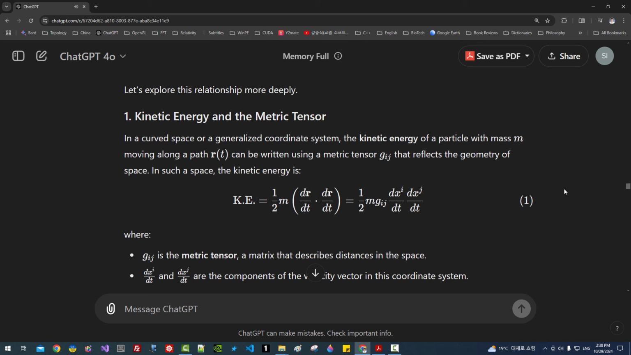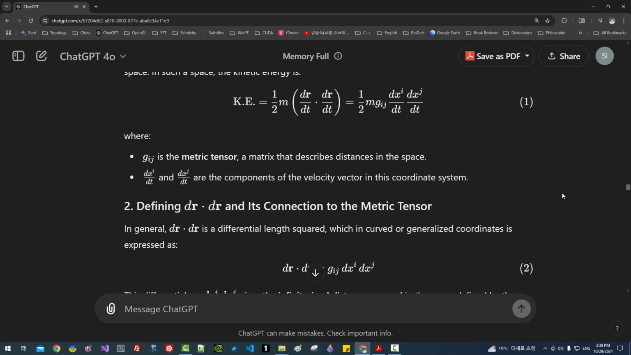1. Kinetic energy and the metric tensor. In a curved space or a generalized coordinate system, the kinetic energy of a particle with mass m moving along a path r(t) can be written using a metric tensor g_ij that reflects the geometry of space. In such a space, the kinetic energy is KE = 1/2 m (dr/dt · dr/dt) = 1/2 m g_ij (dx^i/dt)(dx^j/dt) (equation 1), where g_ij is the metric tensor, a matrix that describes distances in the space. dx^i/dt and dx^j/dt are the components of the velocity vector in this coordinate system.